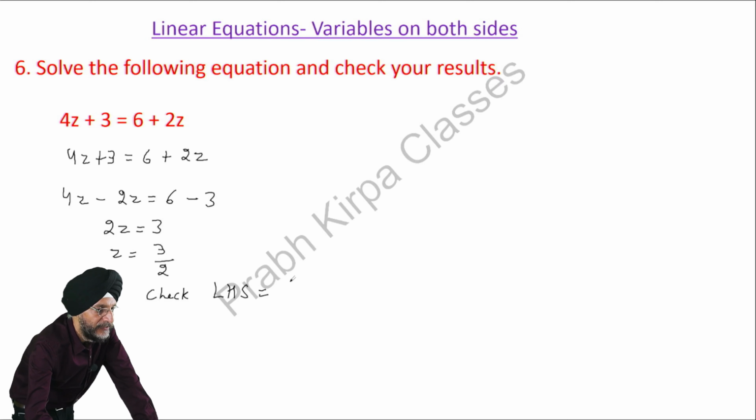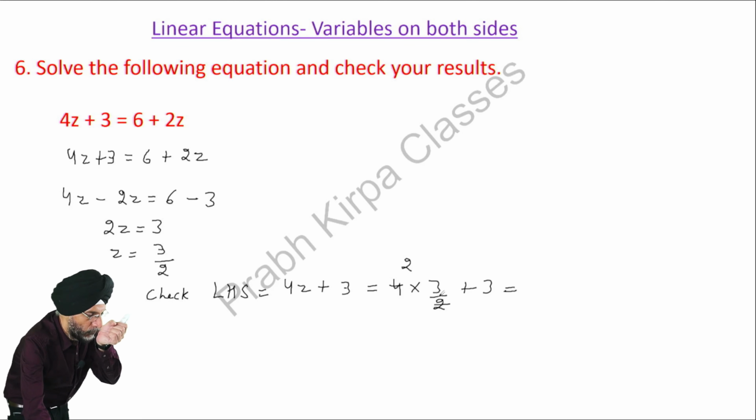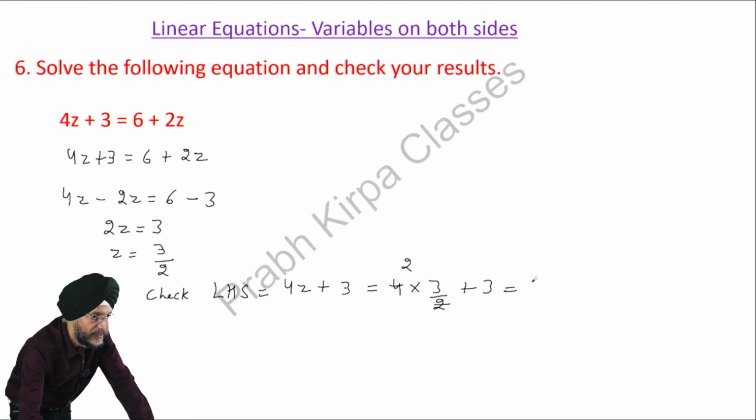What is the left hand side expression? It is 4z plus 3. We will fill in the value of z, which is 3 over 2. So 4 times 3 over 2 plus 3 becomes 2 into 3, 6, plus 3, 9. So now we will check the value of the right hand side.